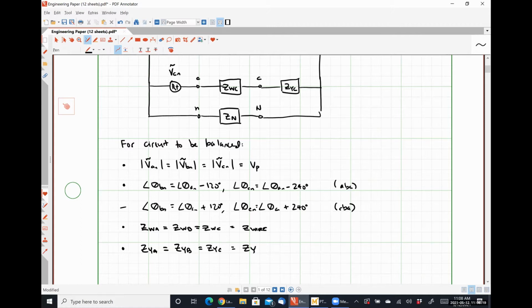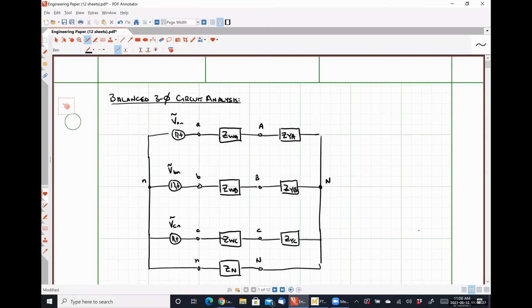So we can observe what the effects of a balanced three-phase system are by determining the line currents in our system. So just for the sake of argument, I'm going to go ahead and define these line currents here. I think I did it in blue the other day, so I should probably do it in blue today as well, just to be on the safe side.